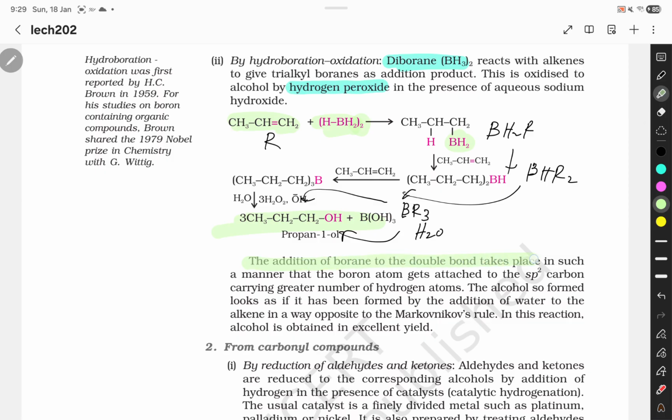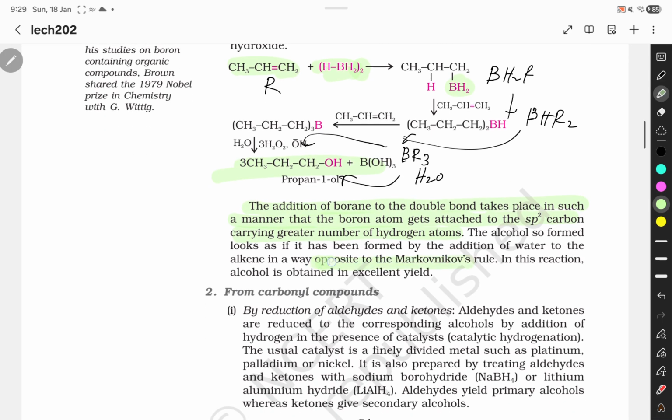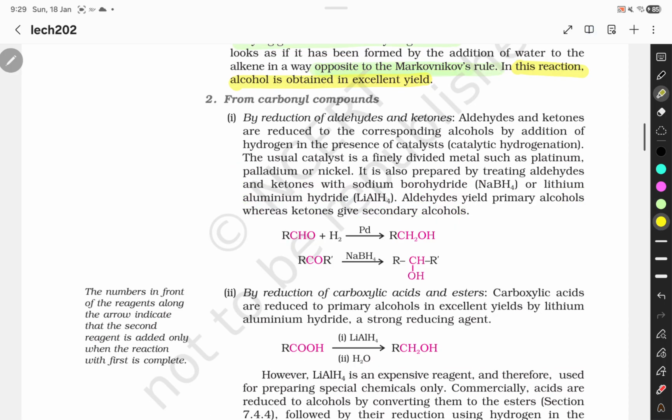So the addition of borane takes place so that the boron atom gets attached to the sp2 carbon carrying greater number of hydrogen atoms. It is opposite to Markovnikov rule. In this reaction, alcohol is obtained in excellent yield. Now, reduction of aldehydes and ketones in presence of palladium catalyst or NaBH4, LiAlH4. These are the specifics we can use.